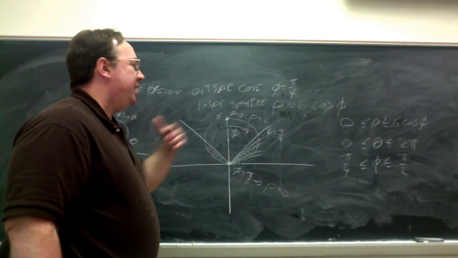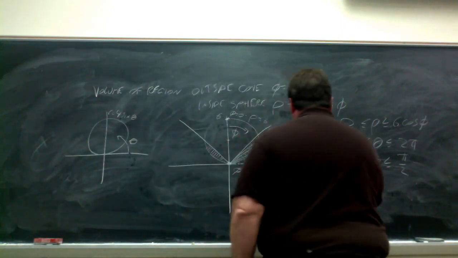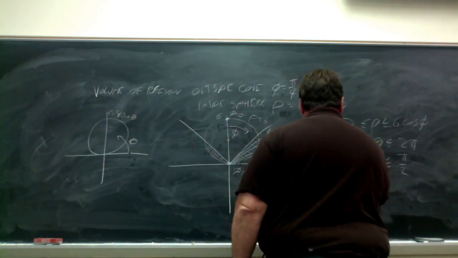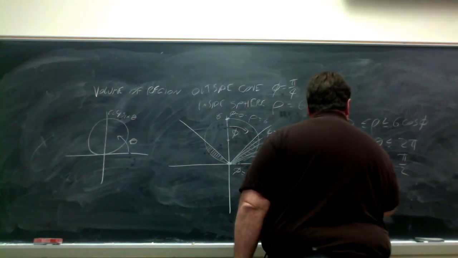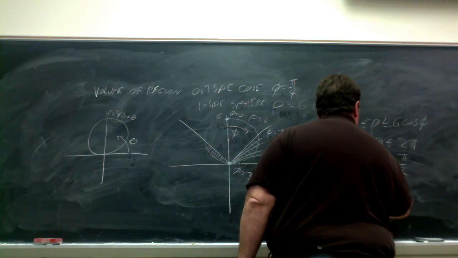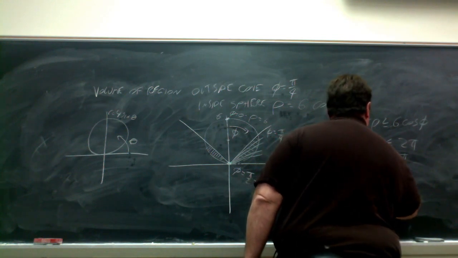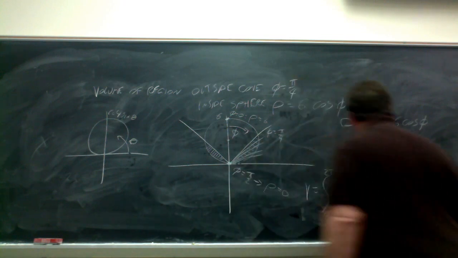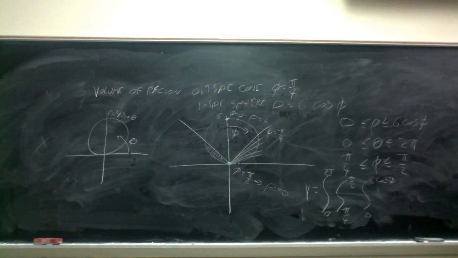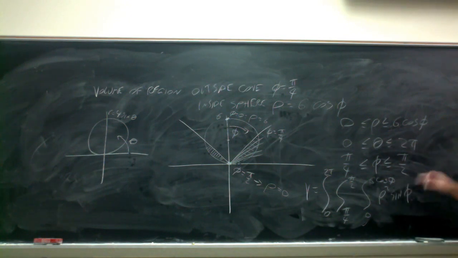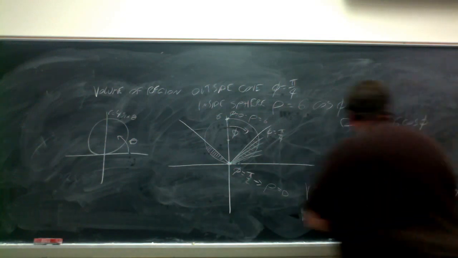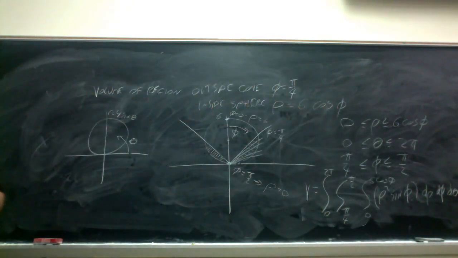So rho has to be inside because it has a limit that depends on phi. So your volume is going to be the integral from 0 to 2 pi in theta, pi over 4 to pi over 2 in phi, and then 0 to 6 cosine phi in rho. And what is the extra factor? For spherical, it's different. Rho squared sine phi. Yes. Okay. So that's your extra factor, and then you have d rho, d phi, d theta. And at least the integral itself won't be difficult from there.